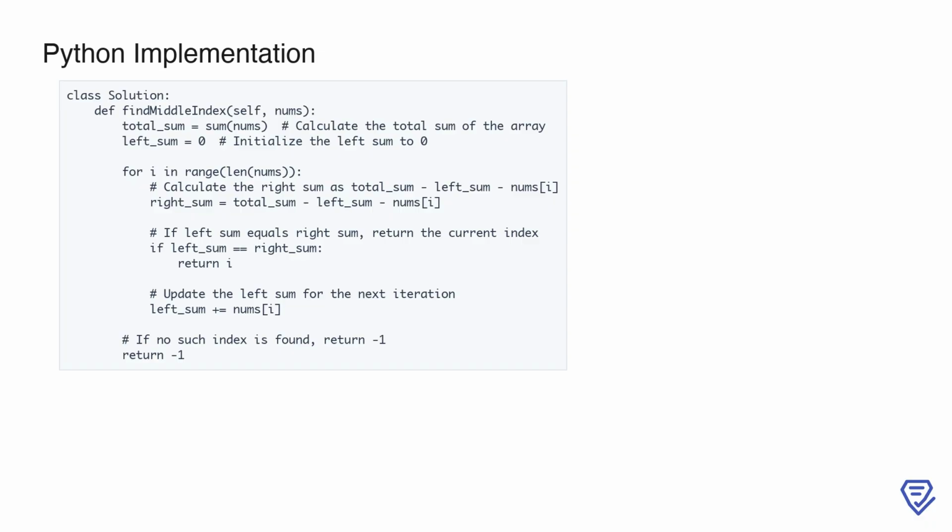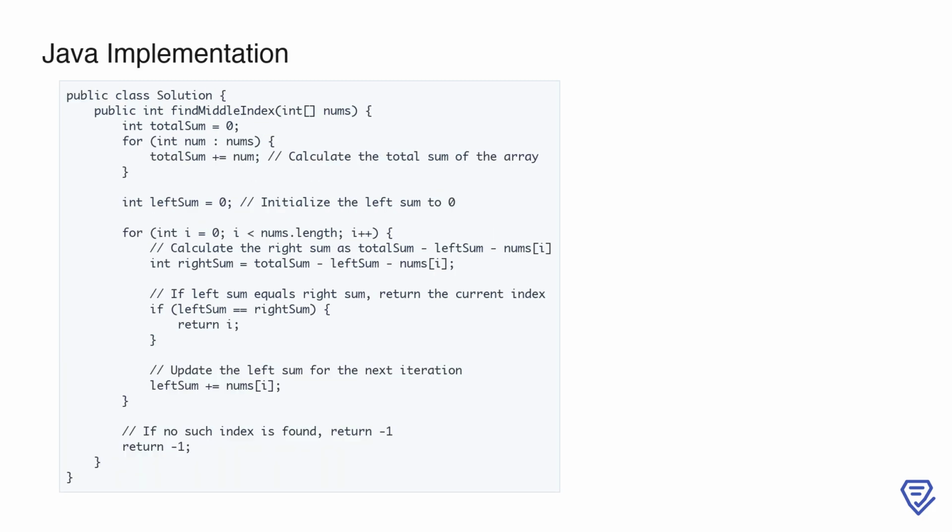Overall, the solution is optimized for performance and handles all edge cases, such as empty arrays or arrays where no middle index exists. This is the Java implementation of LeetCode problem number 1991, find the middle index in array. The logic mirrors the provided Python solution, with adjustments for Java syntax and conventions.